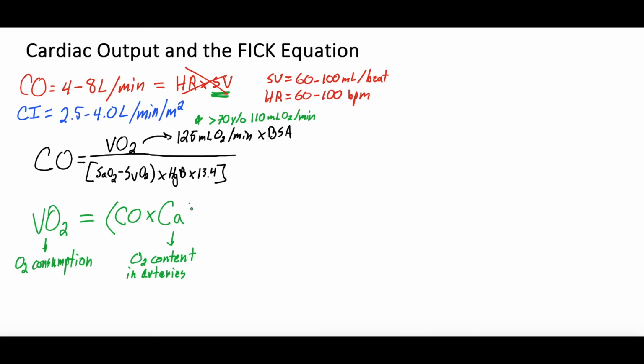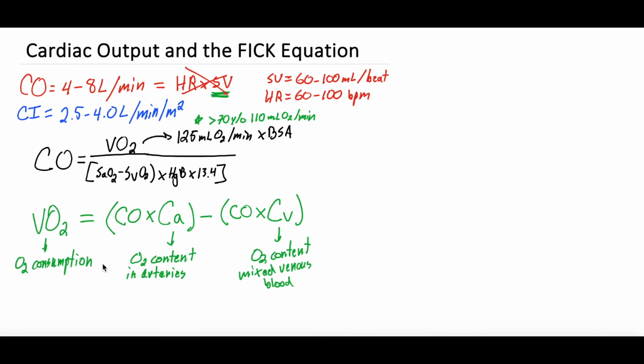All right, and then minus the cardiac output times the CV, which, as we saw with Ca, CV is the O2 content in mixed venous blood. And the mixed is important, and we'll get into why. Mixed venous blood. And why does this conceptually make sense, right?